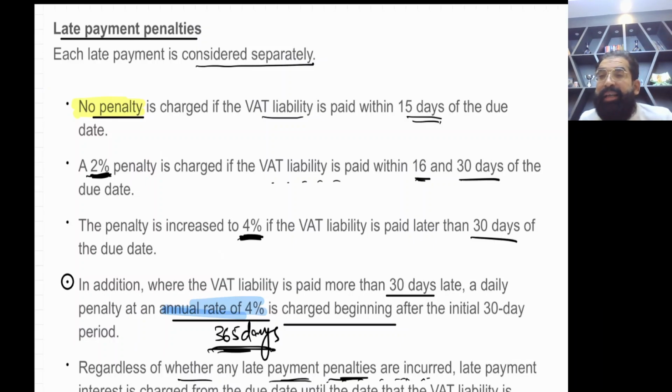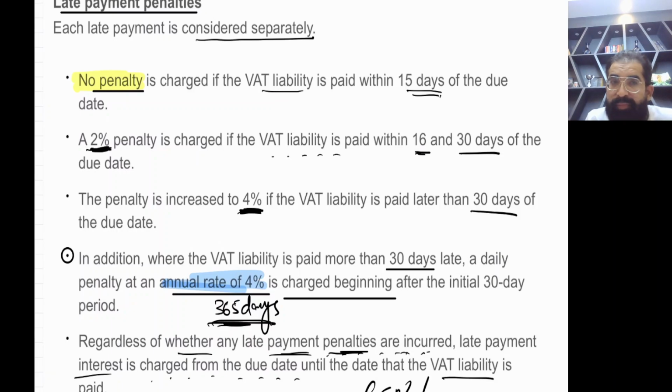This is called daily penalty. In addition, listen my students, where the VAT liability is more than 30 days late, a daily penalty, this is separate from the above, a daily penalty at an annual rate of 4%. Annual means per year, 4% per annum is charged beginning after the initial 30 days period.